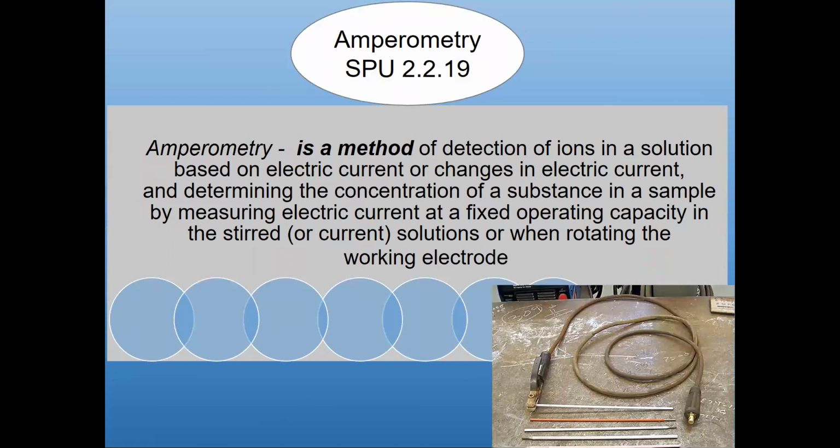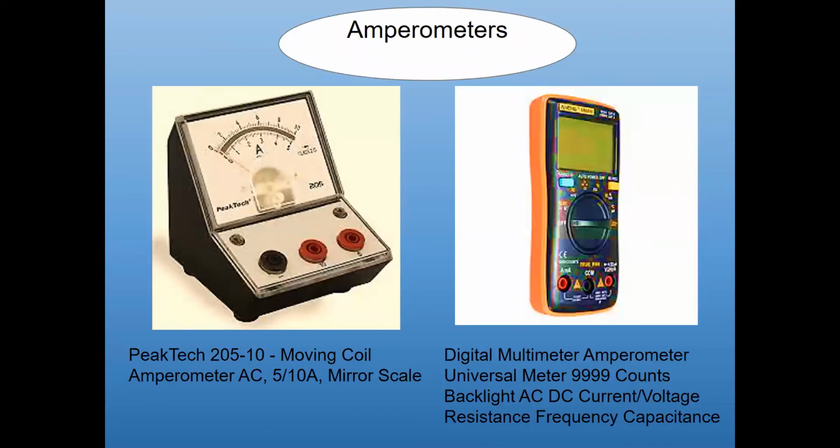Amperometry is a method of detection of ions in a solution based on electric current or changes in electric current, and determining the concentration of a substance in a sample by measuring electric current at a fixed operating potential in the stirred solution. You can see different amperometers.